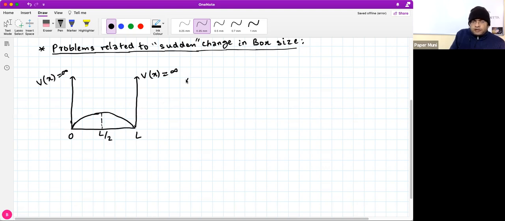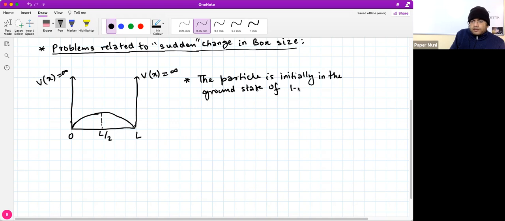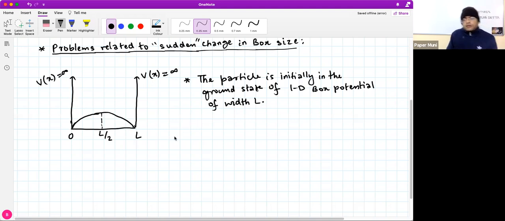Now let's write down the initial condition: the particle is initially in the ground state of a 1D box potential of width L. Now this is the initial situation.